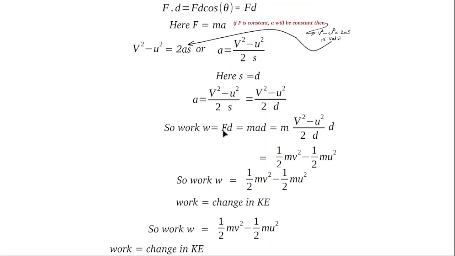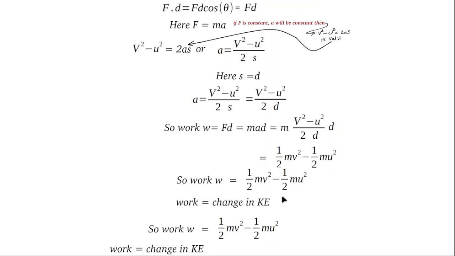So work is equal to force into displacement, which is equal to mass into acceleration into displacement. In place of F you are writing m into a, and in place of a you are writing v square minus u square by 2d, and that is again multiplied with the d. So this d and this d will be cancelled, and so it becomes m into v square minus u square by 2. That multiplication results in half m v square minus half m u square. So finally the work is equal to half m v square minus half m u square.